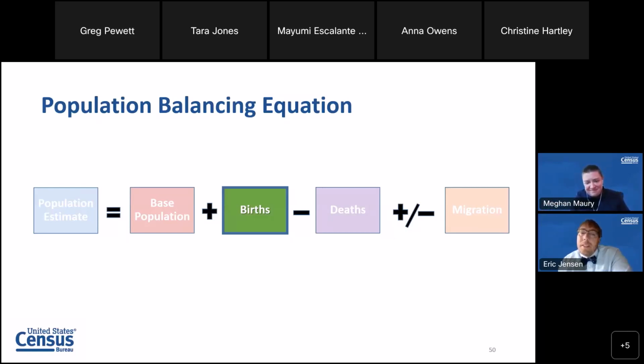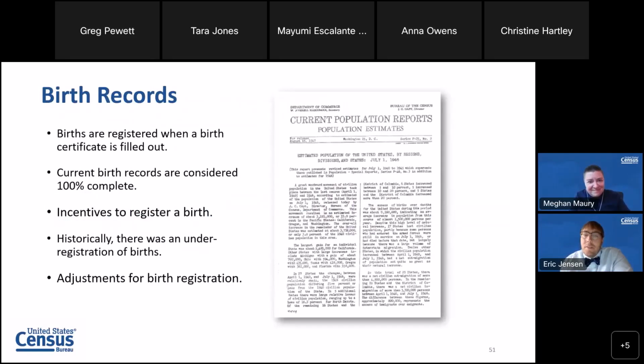Yeah. Next slide, please. So you're right, Megan, that hasn't always been the case. For instance, here's a picture of a Census Bureau report from 1947, and this discusses how births were adjusted for under-registration to produce accurate population estimates. Next slide, please.